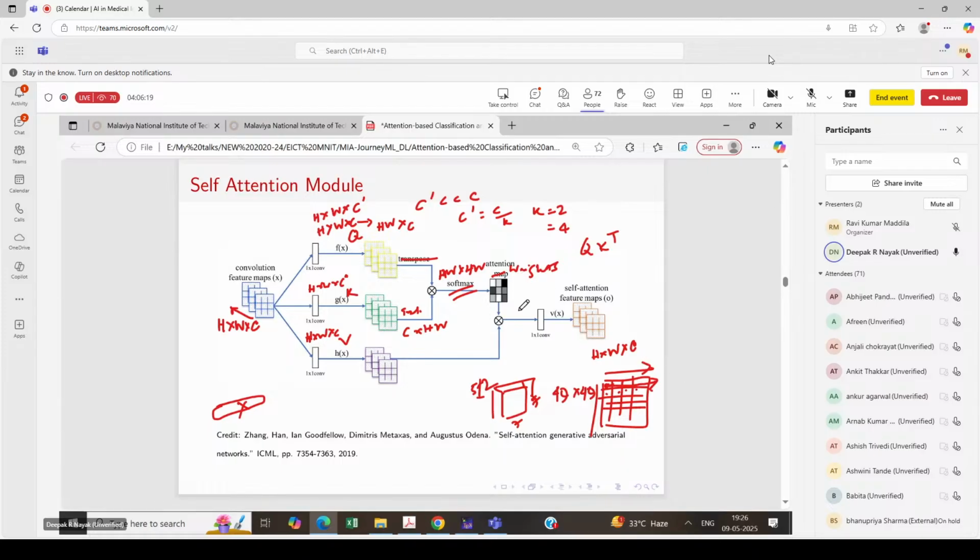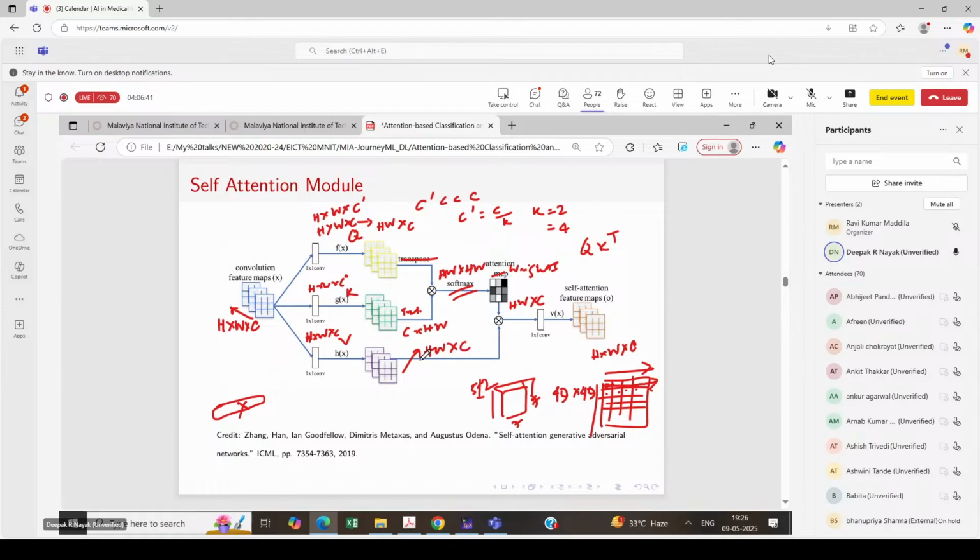Fine. So after getting these weights, what you will do is you will multiply this weight matrix or these attention scores with the value matrix. So this is having size HW cross C. This value projection or value tensor will again be reshaped like this.